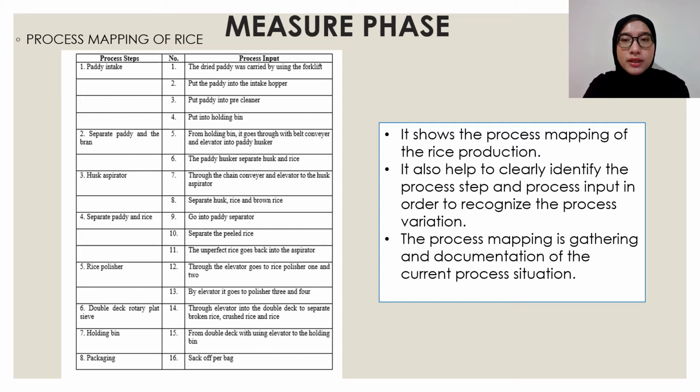In the measure phase, it shows the process mapping of the rice production. Process mapping is the gathering and documentation of the current process situation. It also helps to clearly identify the process steps and the process inputs in order to identify the process variation. For example, process step number 1 is the paddy intake, and the process input is that the dry paddy was carried by the forklift, and the next is to put the paddy into the intake hopper, and so on. It helps to clearly understand how the process works.